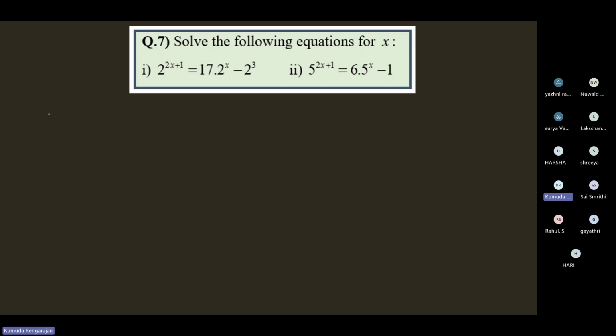Okay. So in the first one here we have 2 to the power 2x plus 1. Now you know that it can be written as 2 to the power 2x into 2 to the power 1 is equal to 17 into 2 to the power x minus 2 cubed. 2 to the power 2x plus 1 can be written as 2 to the power 2x into 2 to the power 1. Bases are same, multiplication, so add the powers. So this can be split and written like this.